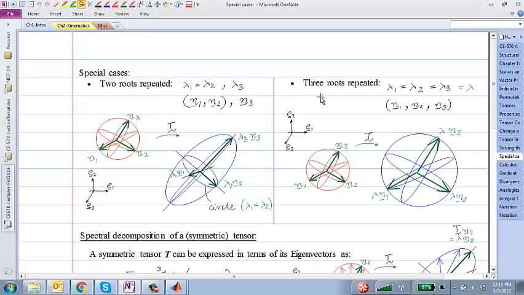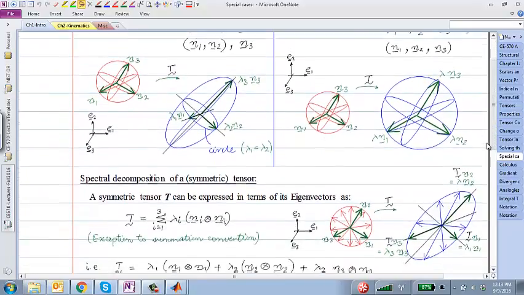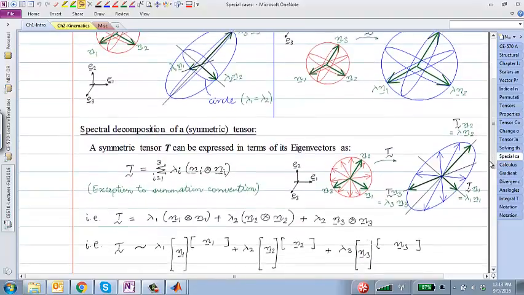What are the roots? What would be the eigenvalues of the tensor alpha times I? Alpha, right? Alpha, alpha, alpha on the diagonal, and that's your example of a special case where three eigenvalues are repeated.